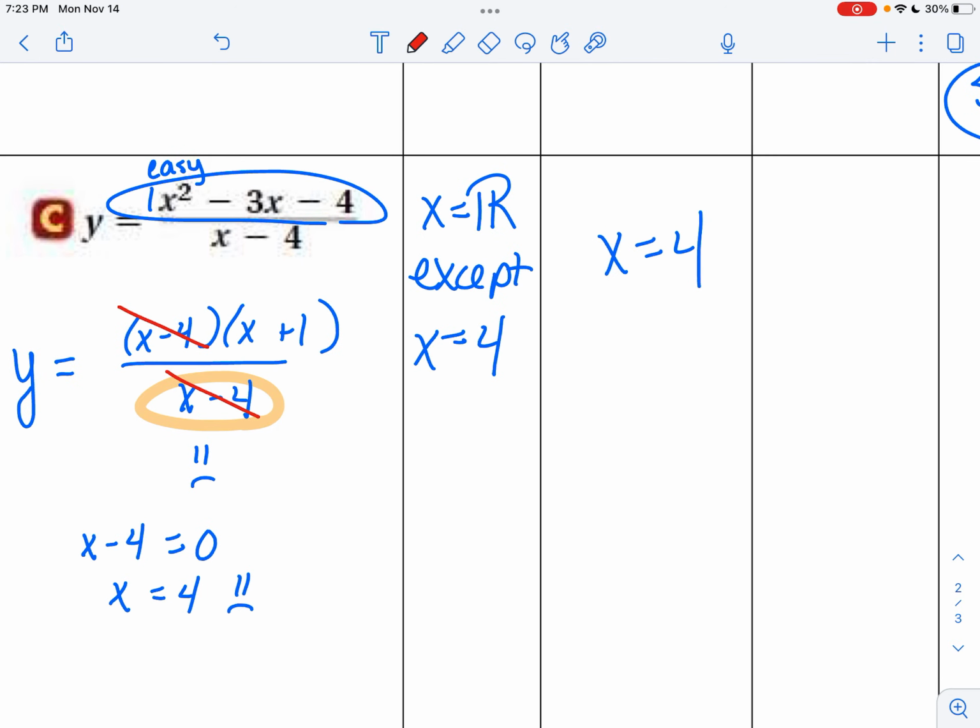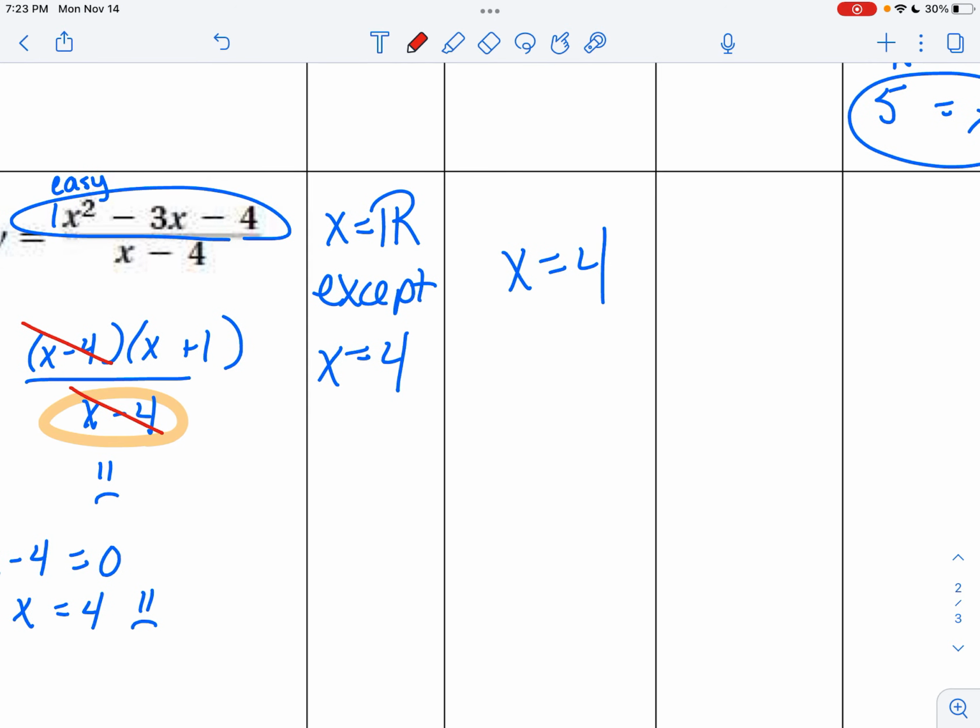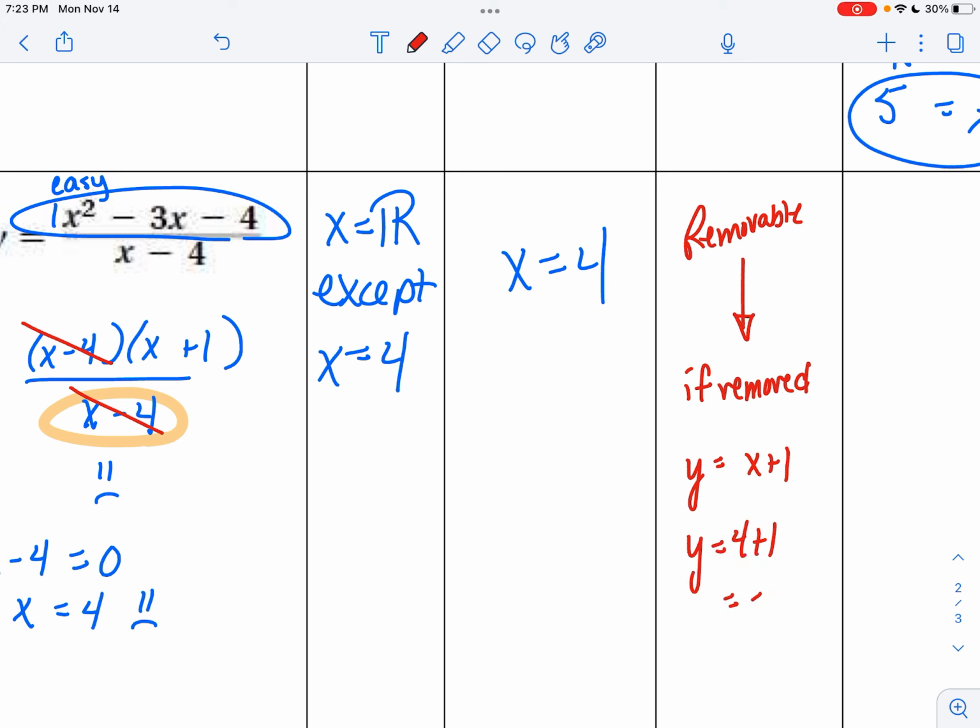Okay, so since they canceled out, since that goes away, we could say this is what we call a removable discontinuity. Hey, by the way, what would we get if we removed it? If removed, what would y be? X plus 1. Okay. And what about if we plug in 4? Oh, 4 plus 1 is 5. So we would get 5 if we removed it.